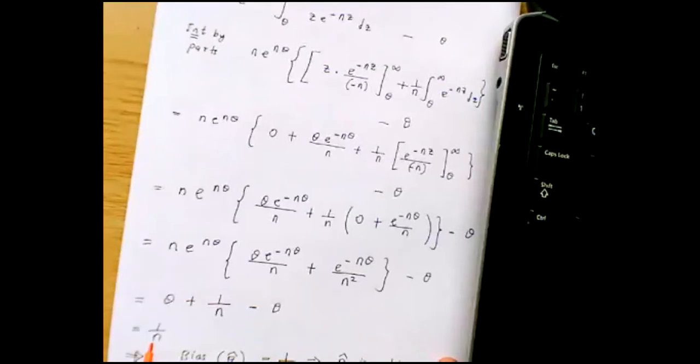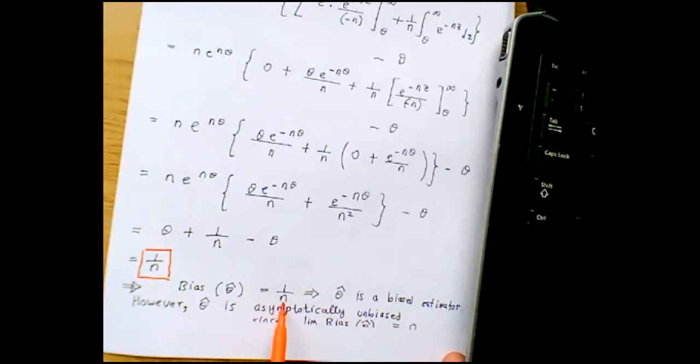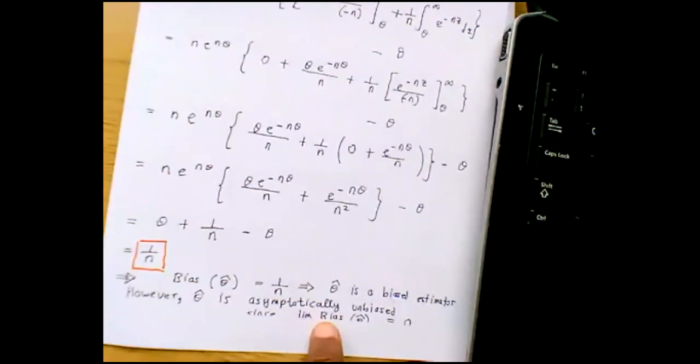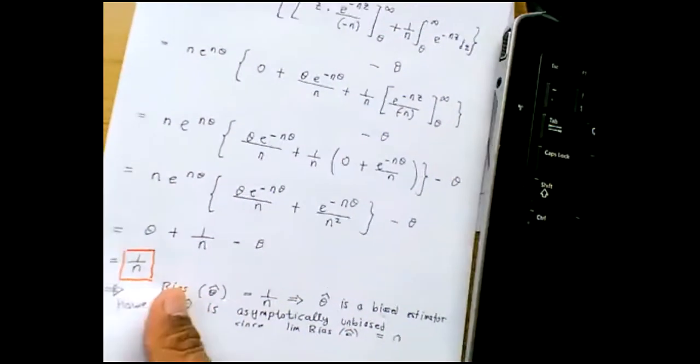and your bias will be equal to 1 over n, right? So the bias is 1 over n, which means that it is a biased estimator. However, since 1 over n approaches 0 as n approaches infinity, it is asymptotically unbiased. Okay, so that's the first part of the question.